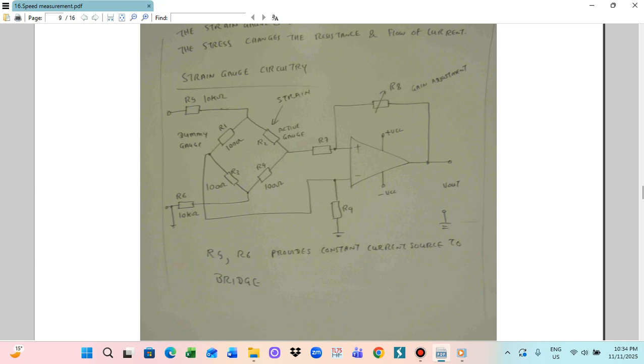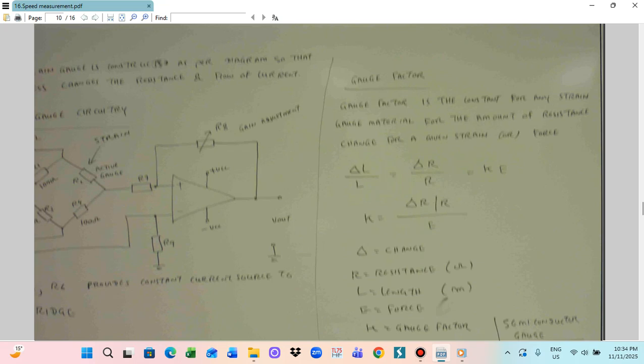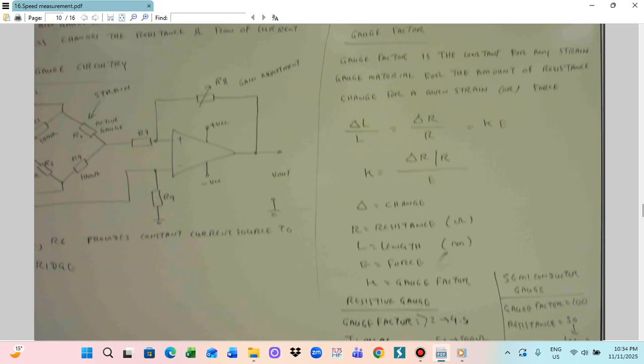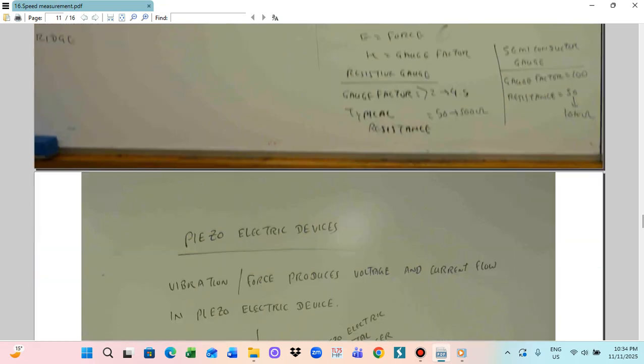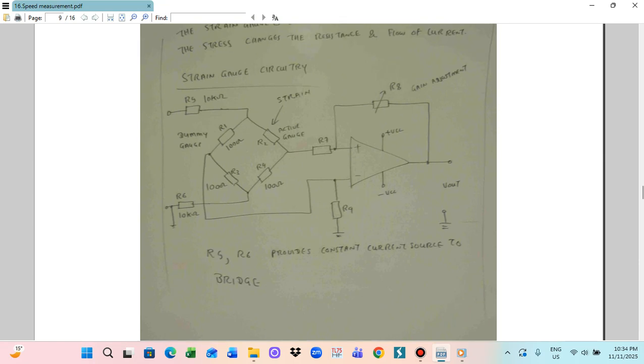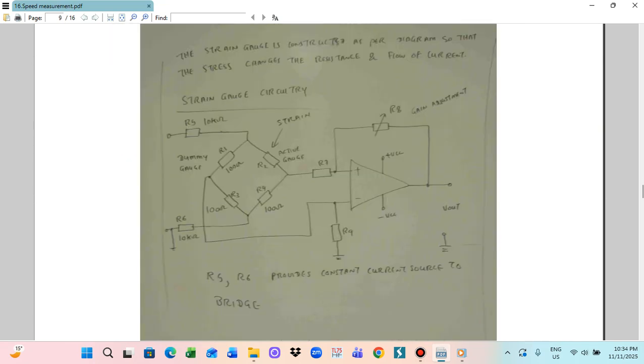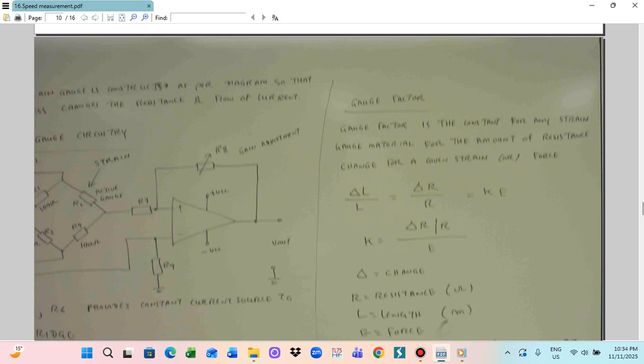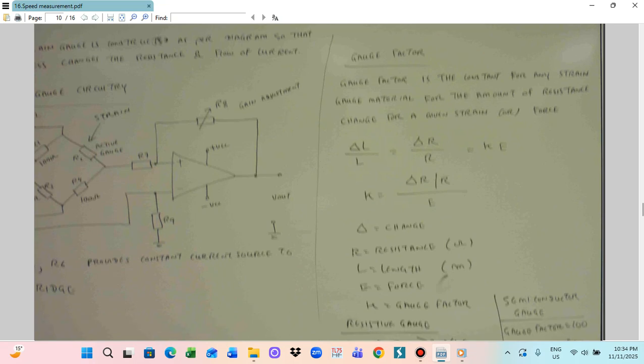In the strain gauge, we use a semiconductor strain gauge. For the semiconductor strain gauge, the typical resistance is 50 ohm to 10 kilo ohm, and the K factor is on the order of 100. This is the typical value. For a typical metal foil strain gauge, the K factor is 2 to 4.5, and the resistance value is 50 ohm to 500 ohm.